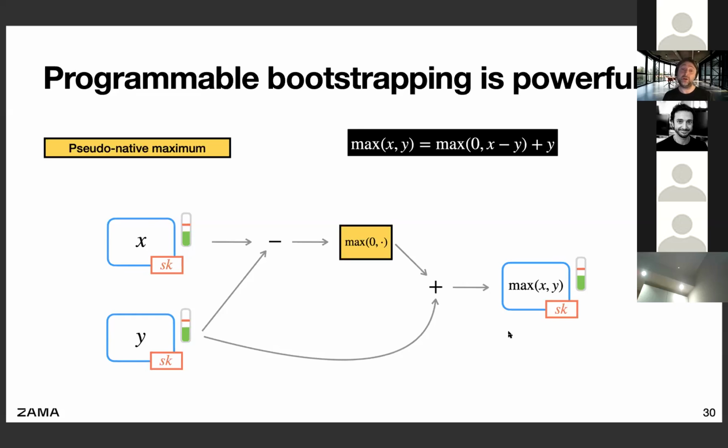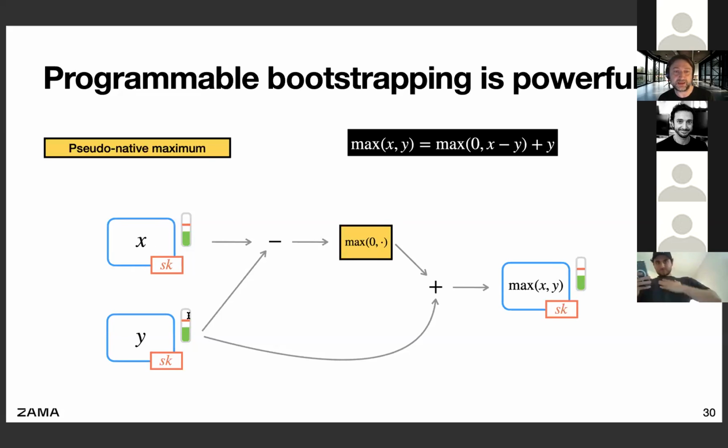You can also use programmable bootstrapping to do a max between X and Y. Again, doing the max homomorphically is kind of a nightmare. So a lot of the other libraries, depending on the use case, resort to tricks to try to do this. There's always something that you can do, which is resorting to encryptions of bits. But here we don't have to do that, because the max of X and Y, if you think about it, and you can see that this equation is always true, is the max of 0 and X minus Y, plus Y. And this function here is univariate. So you can program it with the PBS.